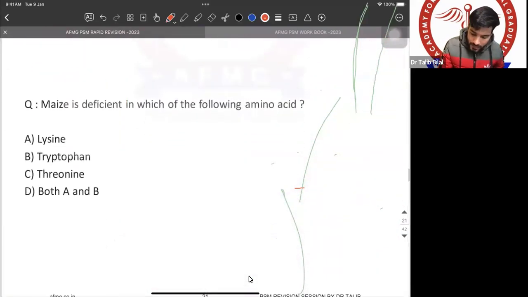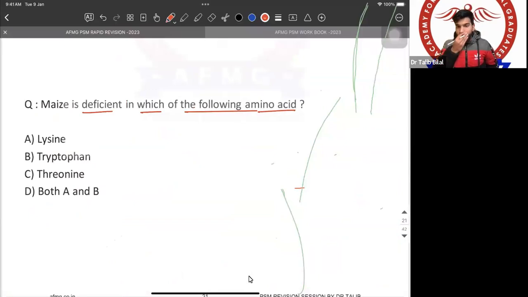Now, maize is deficient in which of the following amino acids? And I have told you the formulas PCM, MLT. Do you remember, guys? So what is the answer? A, B, C, D. I will repeat that again. Tell me what is the answer for this one?